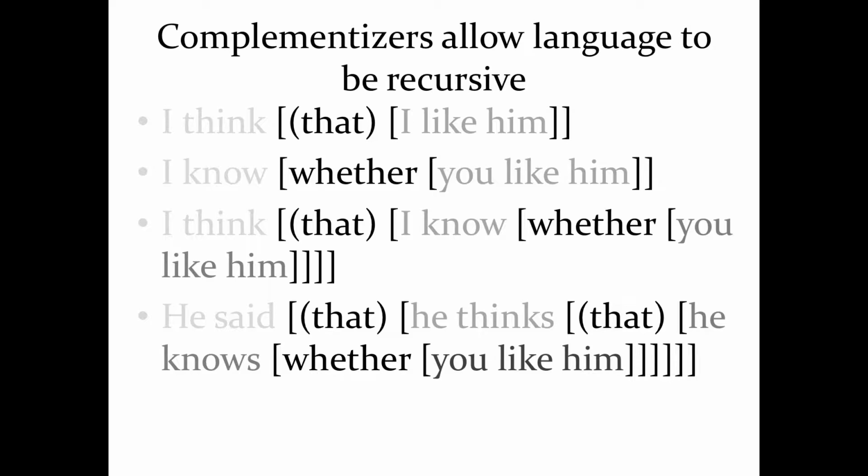All we need is a complementizer, and here that and whether are these complementizers which allow me to keep embedding a smaller sentence inside a bigger sentence, which could be embedded inside a bigger sentence, which can be embedded inside of a bigger sentence. This is sort of what makes human language really unique compared to animal communication, this type of recursion, this ability to embed a sentence inside another sentence inside another sentence, which we see in all of the world's languages.